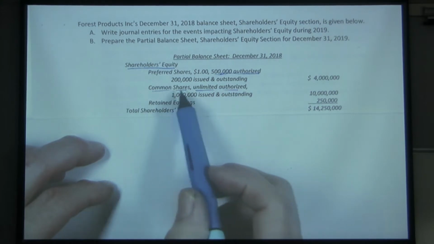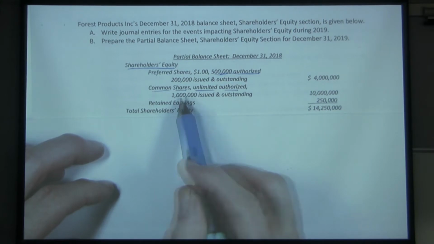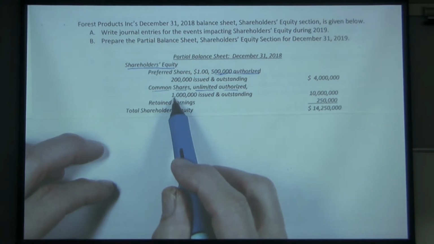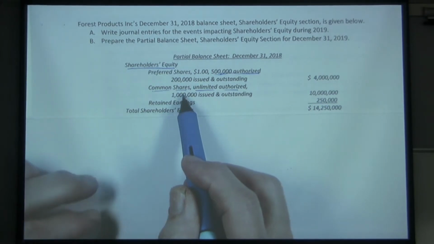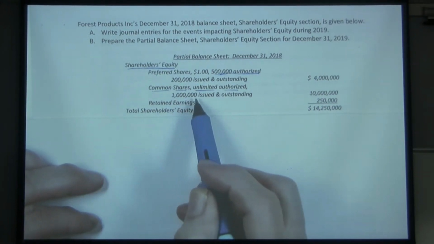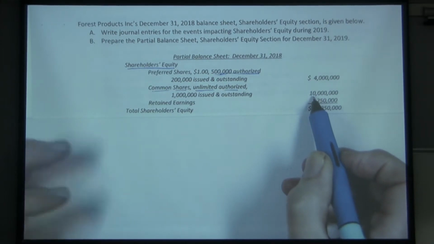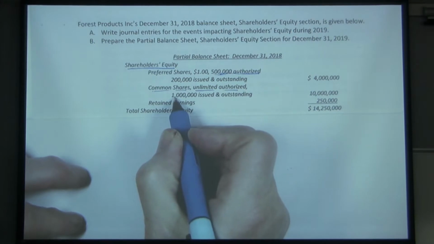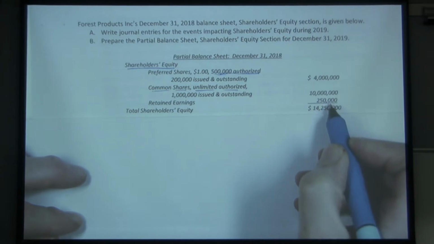Back to common shares, we have 1 million shares issued and outstanding as of this date, the end of 2018. That just means that in the course of the company's life up to 2018, they have issued 1 million shares and received $10 million for those shares. So on average, they received $10 a share. This is the number of shares they've issued so far, and this is the dollar amount that we would list on the balance sheet.